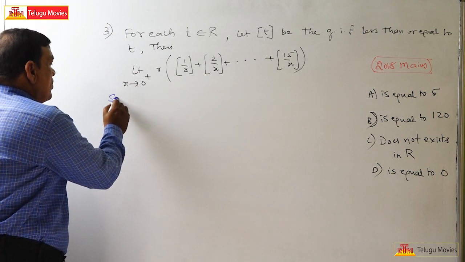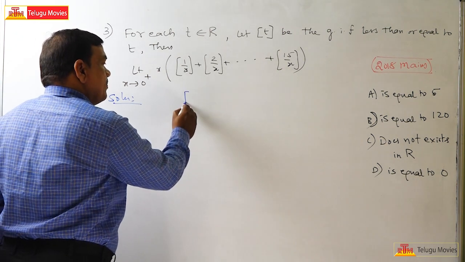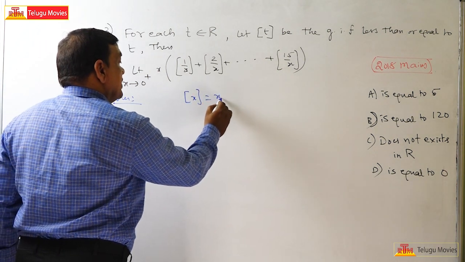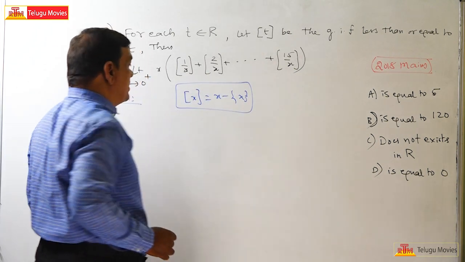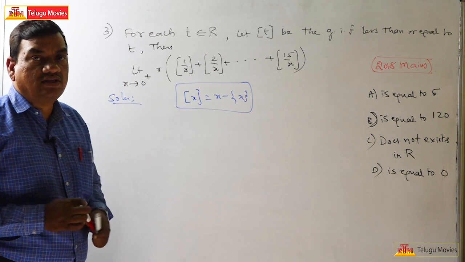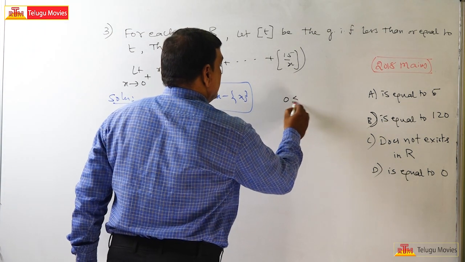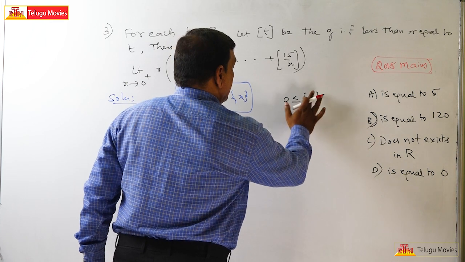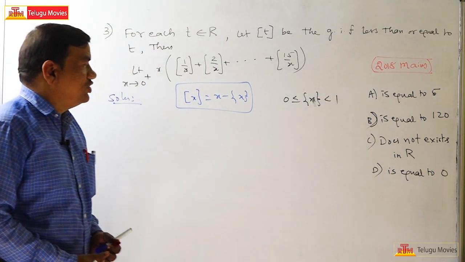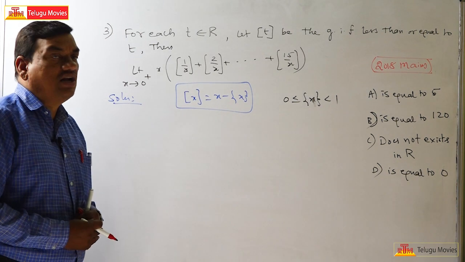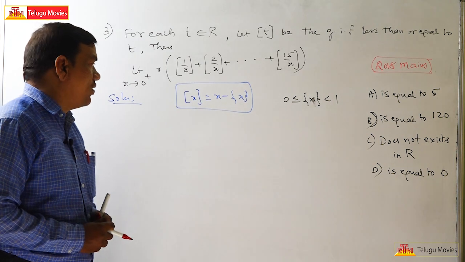To solve this problem, the first thing you have to know is step of x is equal to x minus fractional part of x, where this fractional part lies between 0 and 1. It may be 0 but strictly less than 1. This is the fractional part. This is the first property we have.